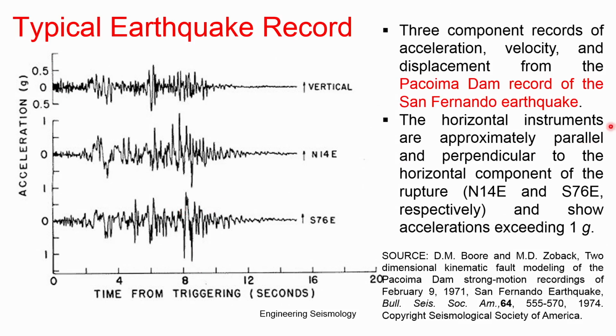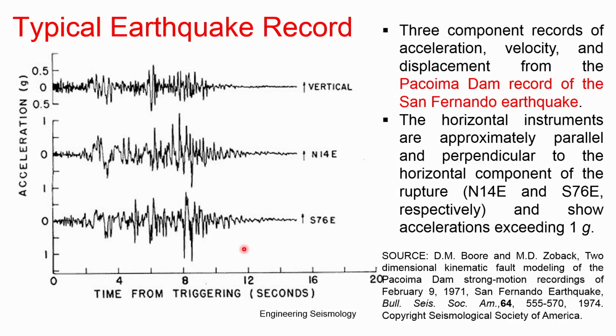The horizontal instruments are approximately parallel and perpendicular to the horizontal component of the rupture direction. So, because of that only you get a very high g value recorded in this component, particularly the north component, you can see it is exceeding g. Similarly for the south component. So, there is a factor which controls this: the rupture direction, the rupture directivity.